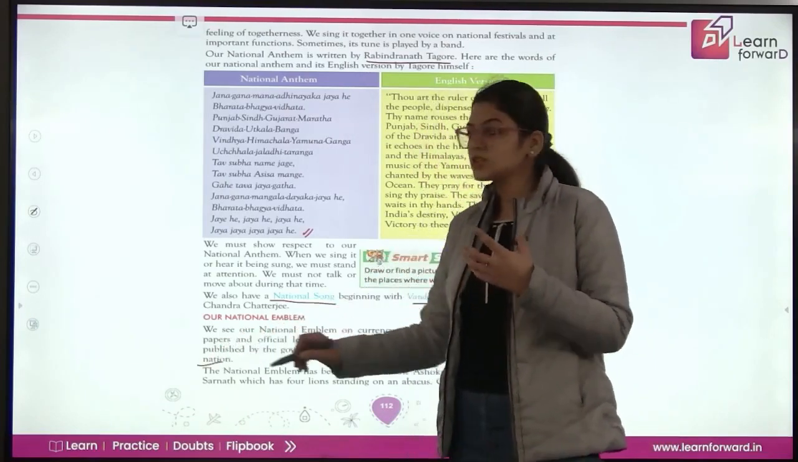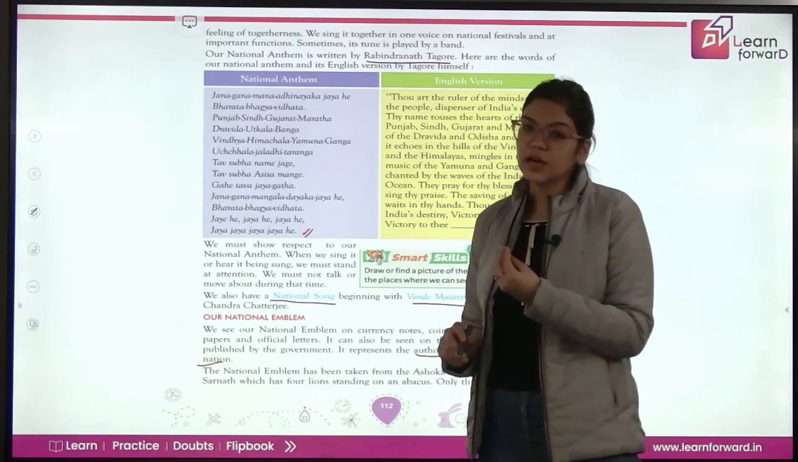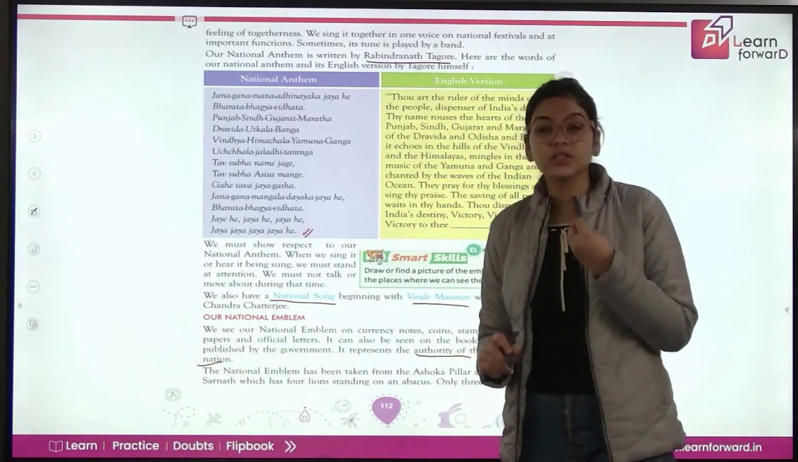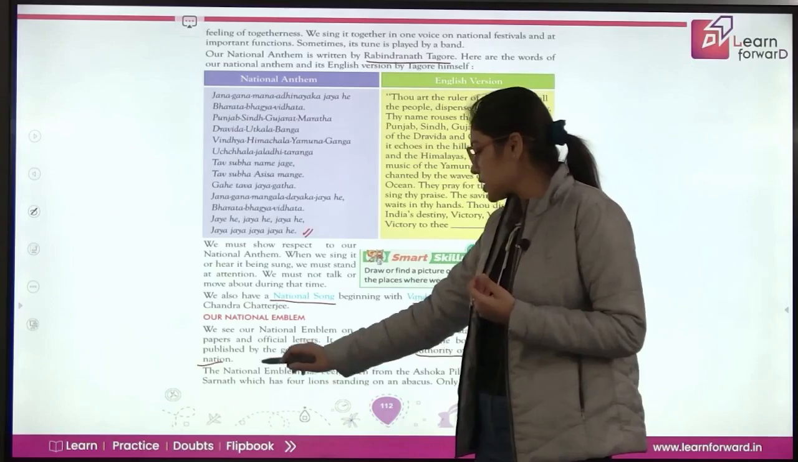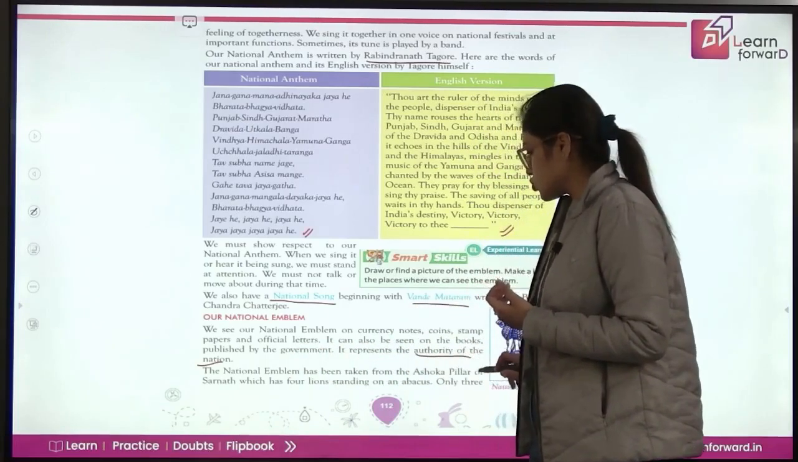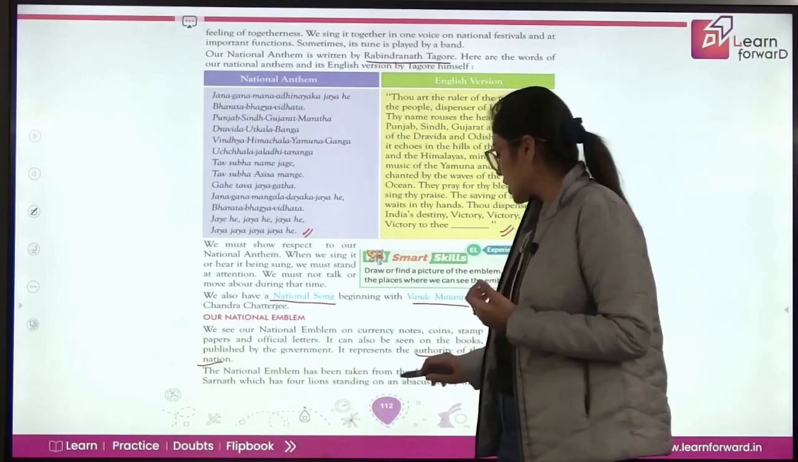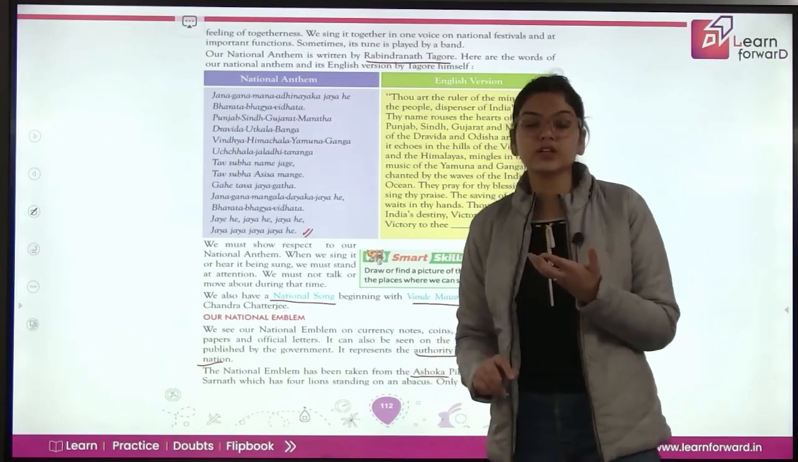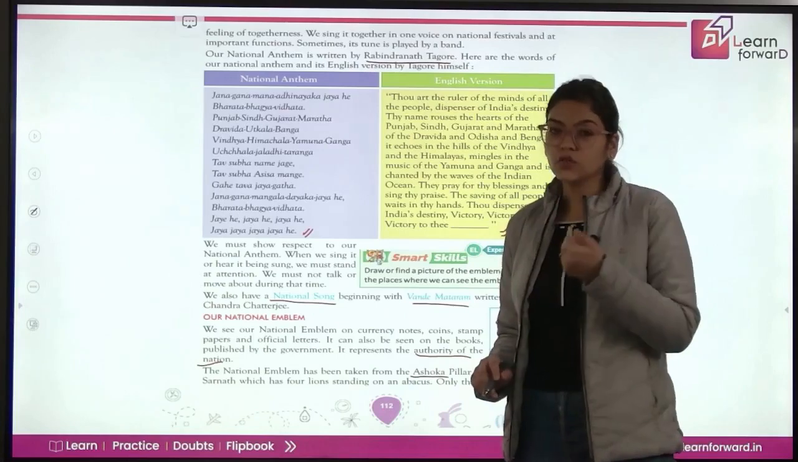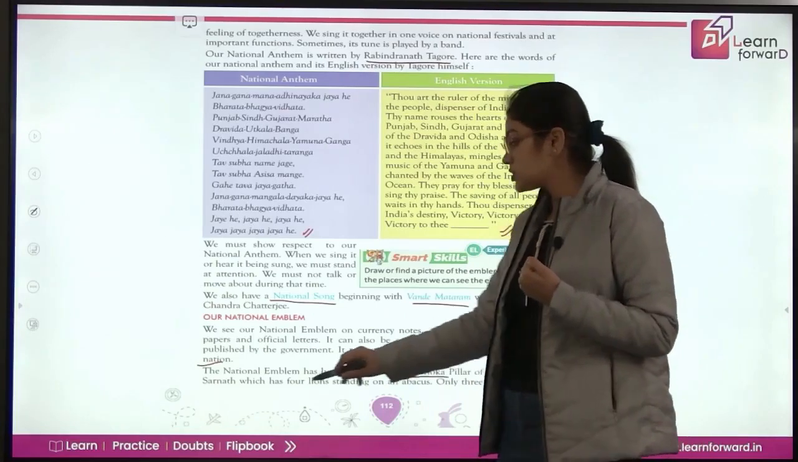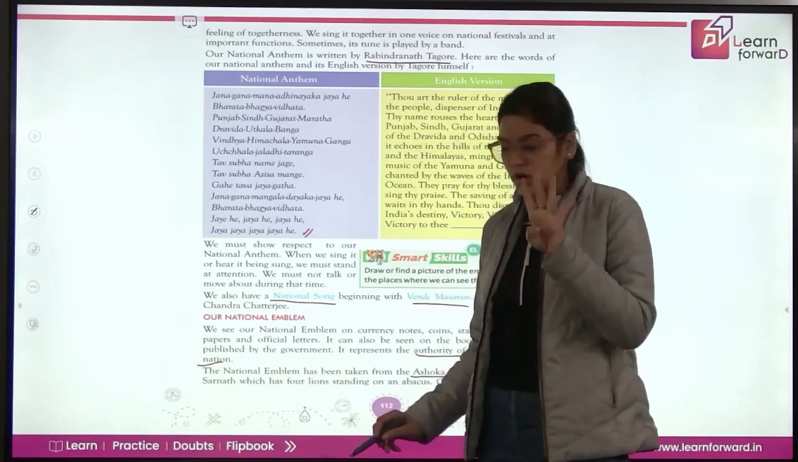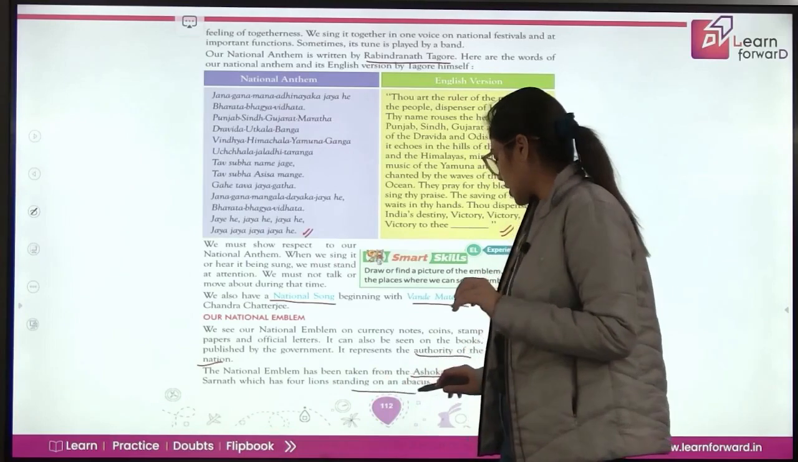So basically जिसके ऊपर भी national emblem होगा वो ये दिखाएगा कि इस चीज के ऊपर government की authority है. Now the national emblem has been taken from the Ashoka pillar of Sarnath, which has 4 lions standing on an abacus. So ये कहाँ से लिया गया है? ये national emblem कहाँ से evolve हुआ है? We got it from the Ashoka pillar which is built at Sarnath. It has 4 lions basically which are standing on an abacus.